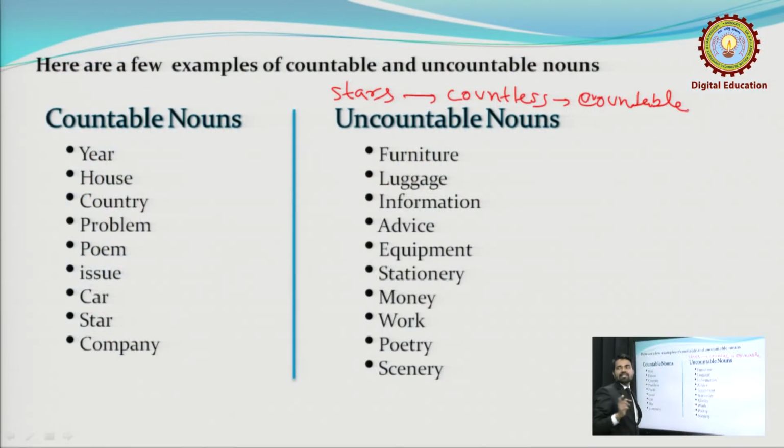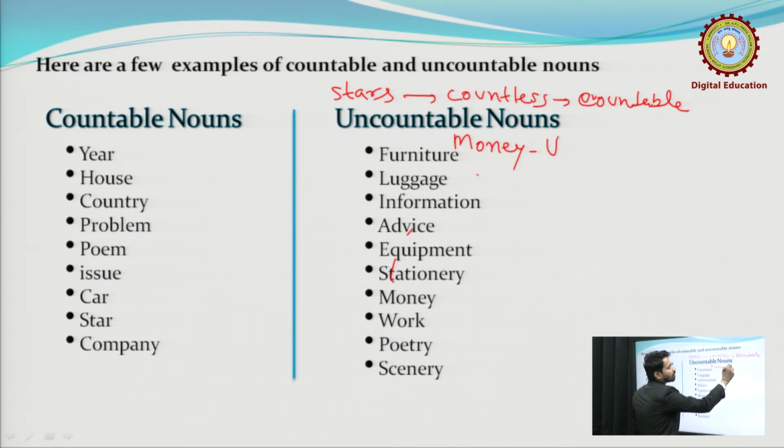How? We will see. What about money? People will say that money can be counted, even a child can count money, so this will be a countable noun, but the fact is, this is an uncountable noun.